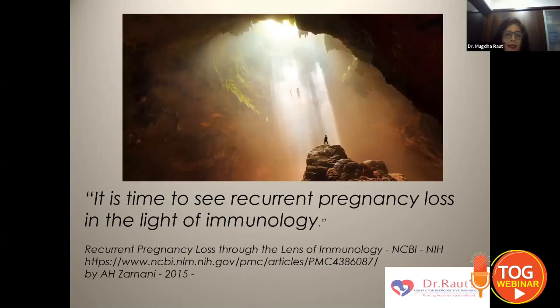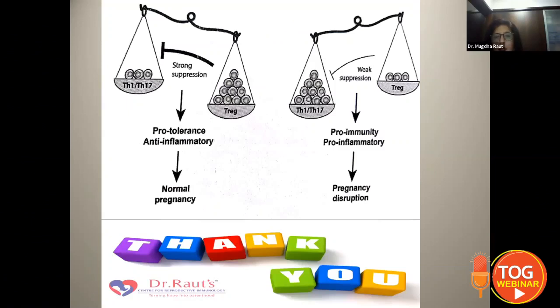So from this presentation so far, it is pretty clear that there are far too many immunological events occurring throughout pregnancy, and it is impossible to turn a blind eye to them. If we do not take cognizance of the immune mechanisms during normal pregnancy, we will fail to understand the abnormalities in the immune system leading to recurrent implantation failure, repeated pregnancy loss, and other obstetric problems. So friends, it is time to see recurrent pregnancy loss in the light of immunology.